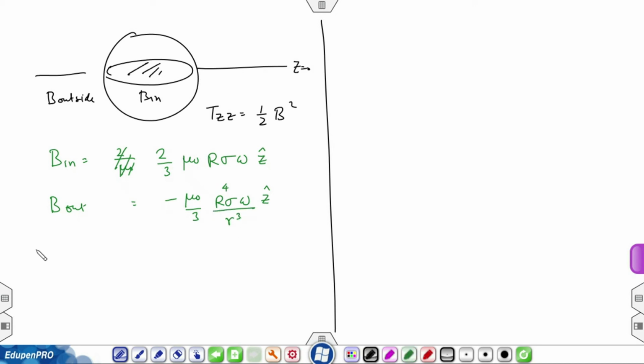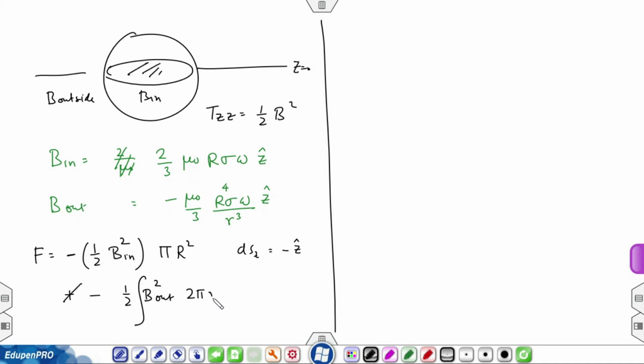So, the net force F is going to be 1/2 b in square, it is a constant, times pi r square with a minus sign, because d s z is in the negative z direction and t z z is a positive number, plus, and again I am going to pick up a minus sign because d s z is in the negative z direction and t z z is positive, 1/2 b out square integrated over 2 pi r dr is symmetric from r to infinity, and that is going to be your answer.